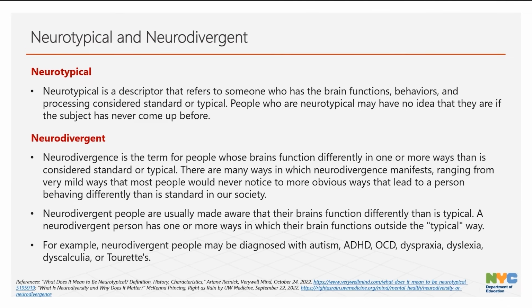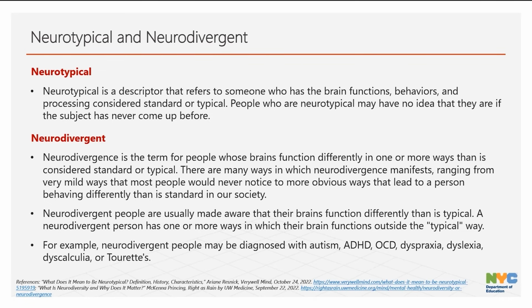Neurotypical and neurodivergent. Neurotypical is a descriptor that refers to someone who has the brain functions, behaviors, and processing considered standard or typical. People who are neurotypical may have no idea that they are if the subject has never come up before.